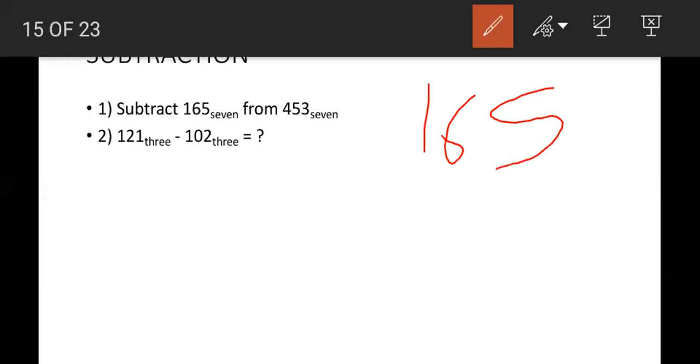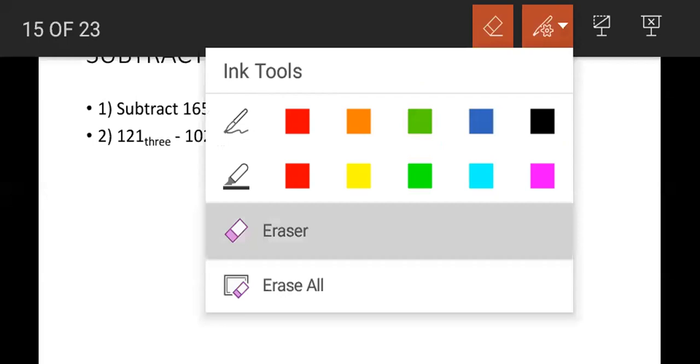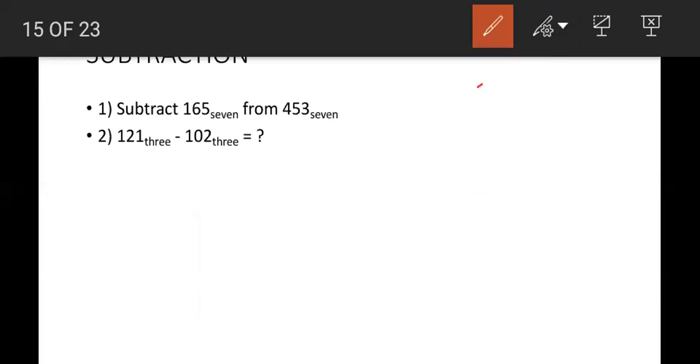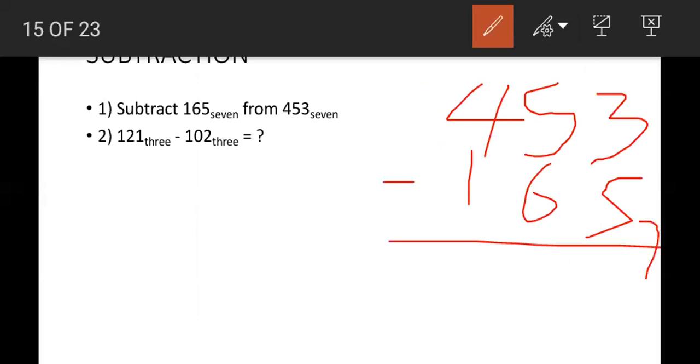1, 6, 5. You want to subtract it from 4, 5, 3. Minus 1, 6, 5. Subtracting 5 from 3 is not possible. We borrow one from here, from 5, and the one we borrowed, you change it to 7. So 7 plus 3 will now give us 10. 5 from 10 will give us 5. So this is remaining what? The 5 is now what?